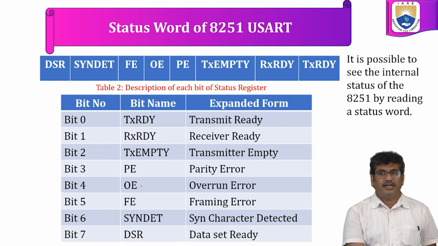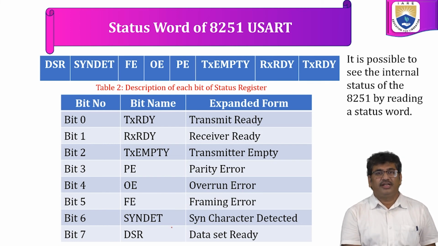We said there are three types of errors. One is parity error. Whether a parity error has occurred or not, we can check by checking bit 3 of the status register. If PE is equal to 1, it indicates there is a parity error. The next bit is OE, which is overrun error. Whenever an overrun error occurs, this bit will be set to 1. FE is for framing error. If any framing error is there, then this bit will be set to 1.